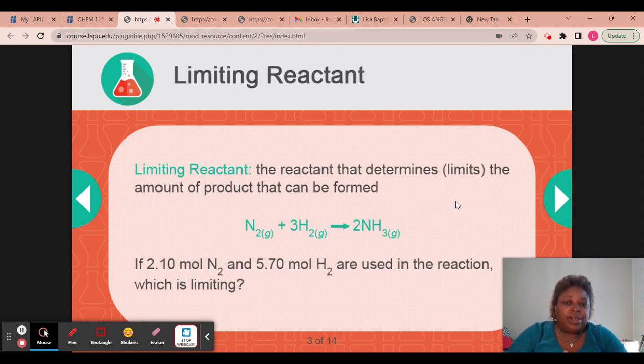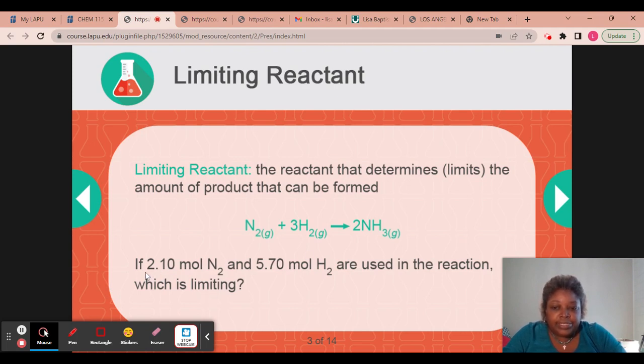And so when we're looking at the limiting reactant, we have two particular reactants. The reactants are going to be here on the left side of the arrow. The products are on the right side. So there's going to be one reactant that's limiting. There's going to be one reactant that is in excess. Okay, and that's true for your different reactions. And so the one that's limiting limits the amount of product that we can produce.